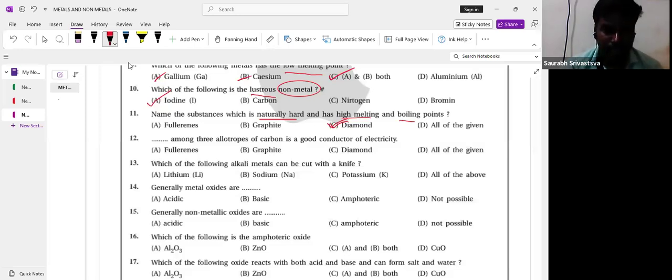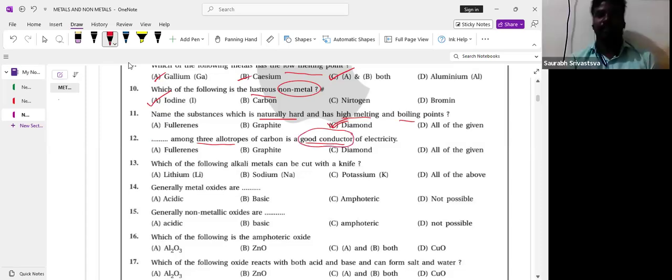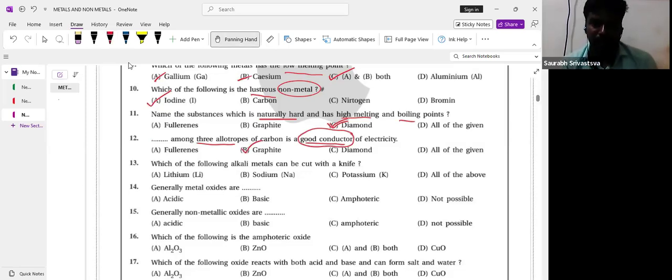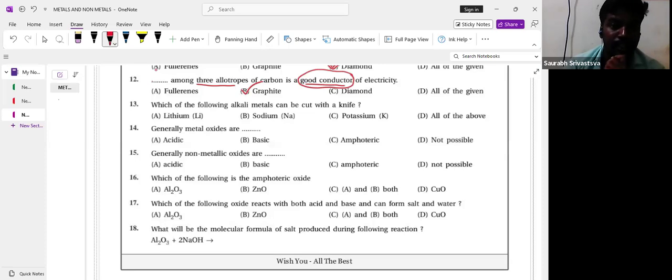And the next, among the three allotropes of carbon, which is the good conductor of electricity? Graphite. Graphite is a good conductor. The pencil is a good conductor of electricity. Pencil is made up of graphite. And next, which of the following are alkali metals? Alkali metals can be cut with a knife. Knife means soft nature. Correct, sir? It is soft nature. Then it is sodium, potassium, and lithium.